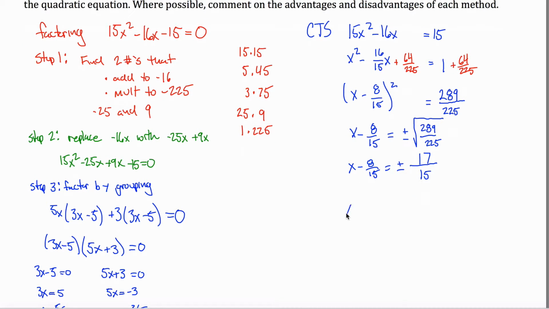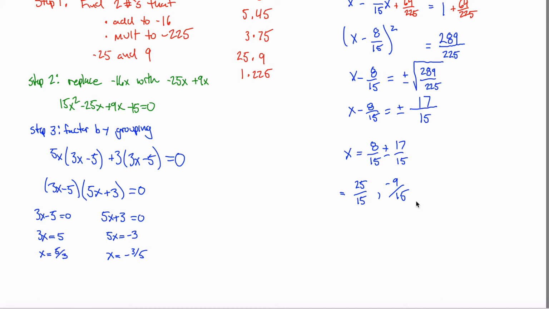So now I'm trying to solve this. I got x equals, if I add 8/15 to both sides of the equation, I get 8/15 plus or minus 17/15. In other words, I get 8 plus 17, which is 25 over 15, or 8 minus 17, which is negative 9 over 15. And if I reduce those two fractions, I can cancel out a 5 in each of these, and I'm left with 5/3. I can cancel out a 3 in each of these, and I'm left with negative 3/5. And sure enough, that matches with the two answers I got over there.